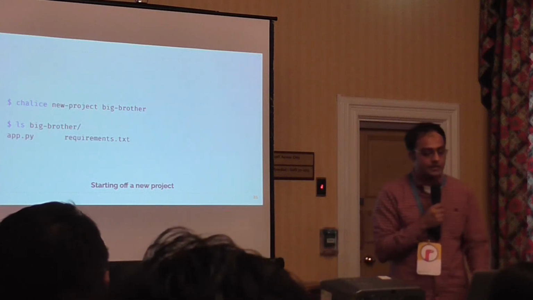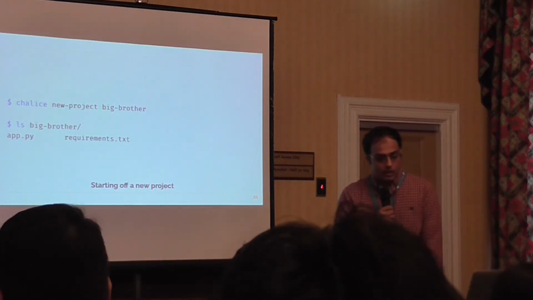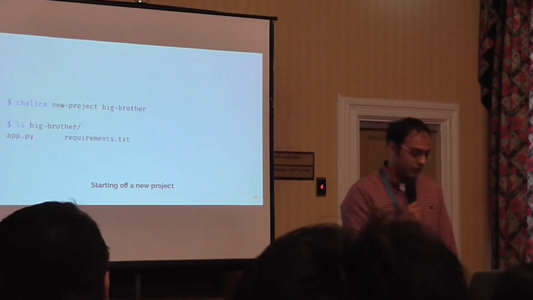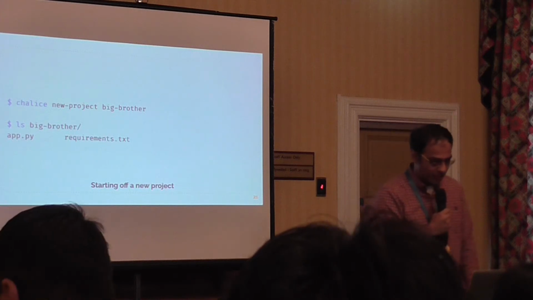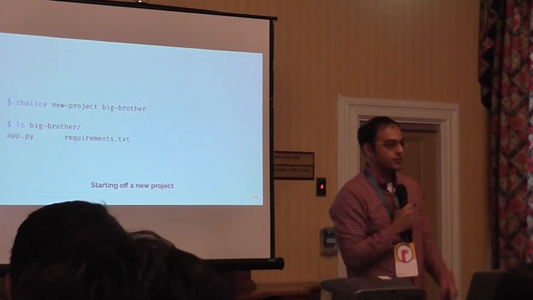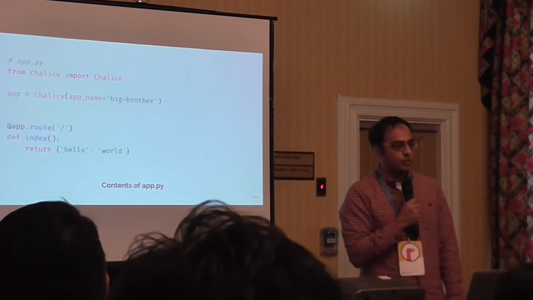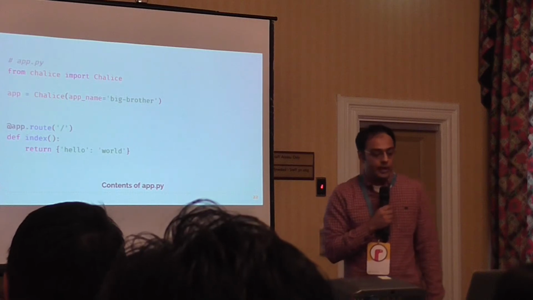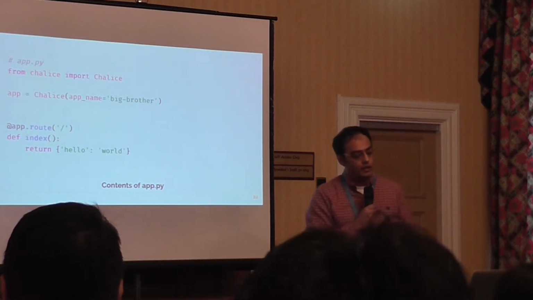So we have this Chalice CLI, and in this we have a command called new project. We'll call this project Big Brother, and for those of you who were having privacy concerns before, you now know where this project is going. And this essentially creates 2 files for us, just 2 files. And the one file is requirements.txt, which is essentially an empty file. We'll use it later. The second file is this setup file, which has just 6 lines of code.